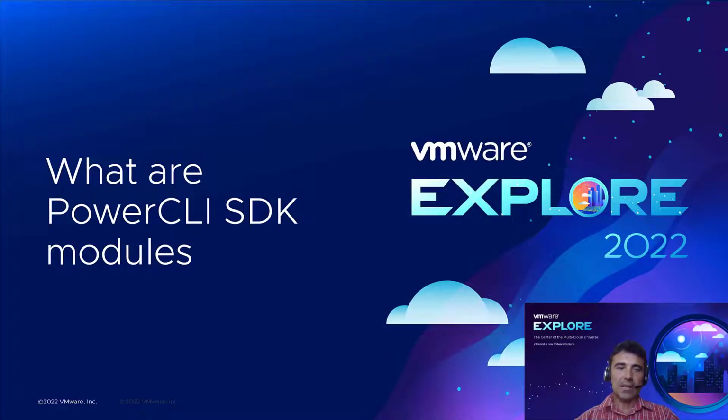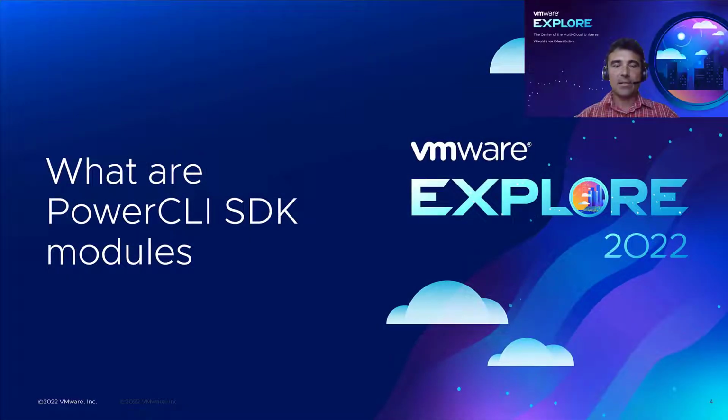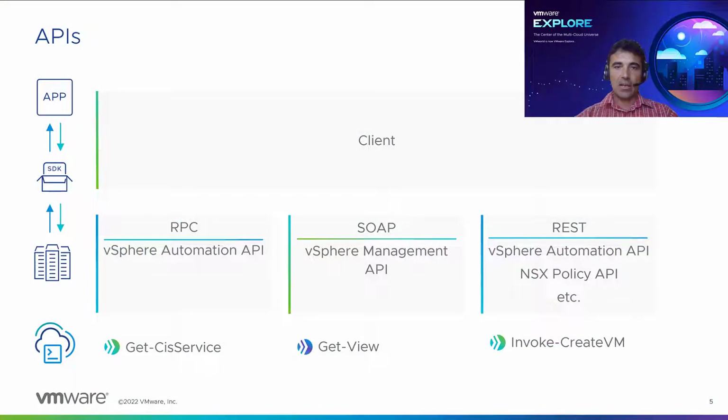So let's get started. What are the PowerCLI SDK modules? I'm going to start from the very beginning with a little bit of theory around the APIs and the API consumption in PowerCLI. PowerCLI is a client application which communicates to the other VMware products through their APIs. And different VMware products have different APIs, so PowerCLI communicates with them in a different way.